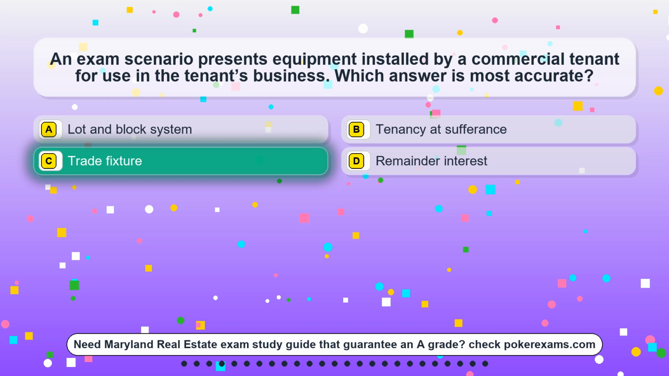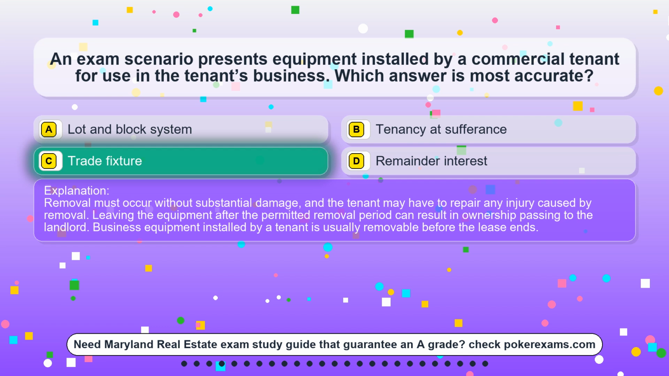The correct answer is option C, trade fixture. Removal must occur without substantial damage, and the tenant may have to repair any injury caused by removal. Leaving the equipment after the permitted removal period can result in ownership passing to the landlord. Business equipment installed by a tenant is usually removable before the lease ends.